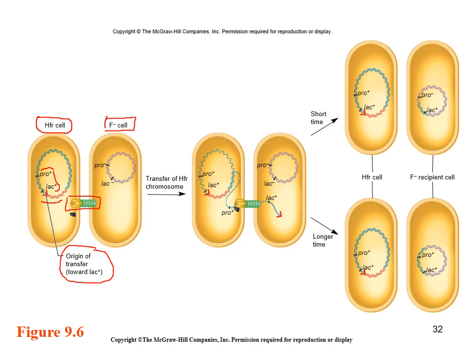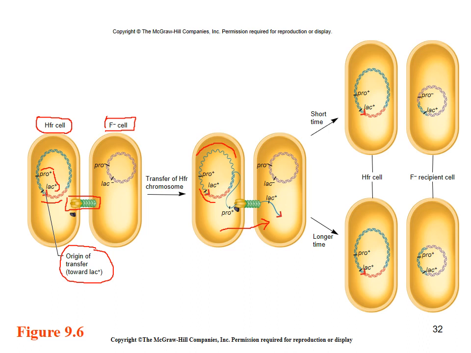So go ahead and take a look at this picture and notice how the DNA is, in essence, being uncoiled. It's going from double-stranded to single-stranded. And as it's doing so, your proline and your lactose genes start to move from the donor cell into the recipient cell. And as it's moving, on our previous slide, we know that it takes about 2 hours for the whole thing to move.